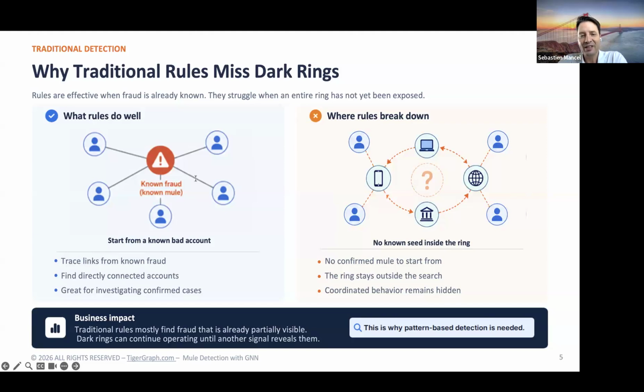So the limitation is not that the rules are bad. The limitation is that rules need a known pattern, a known threshold, a known starting point. But mule rings are specifically designed to avoid those signals. They stay below the thresholds, they spread activity across multiple accounts, and they avoid obvious links to known fraud. So this is why pattern-based detection is needed, and this is where learning-based detection comes in.